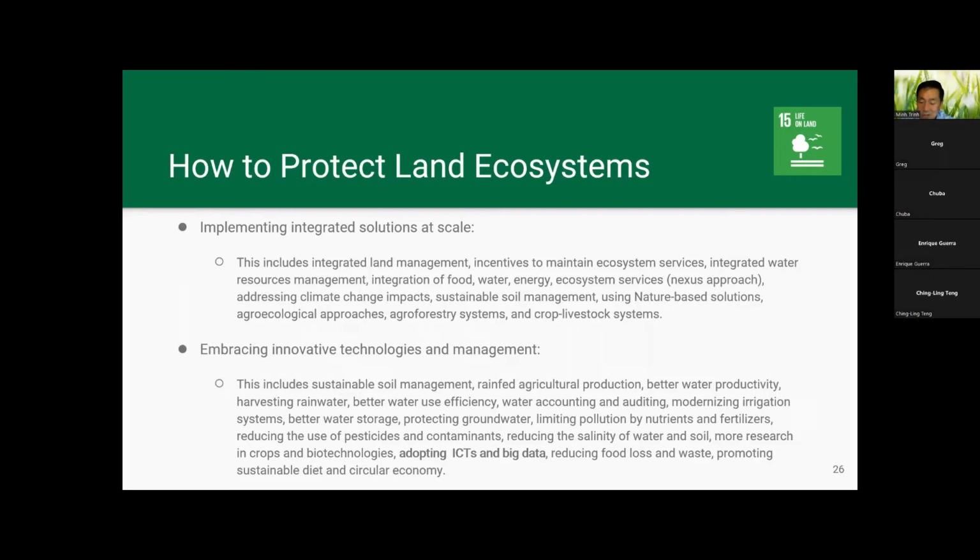Monitor your usage, modernizing irrigation systems, better water storage, protecting groundwater, limiting pollution by nutrients and fertilizers, reducing the use of pesticides and contaminants, reducing the salinity of water and soil, more research in crops and biotech, adopting ICTs, communications and technologies and big data, reducing food loss and waste. I think around 40% of food produced is wasted. It's not consumed. It's huge, 40%. Promoting sustainable diets and the circular economy.